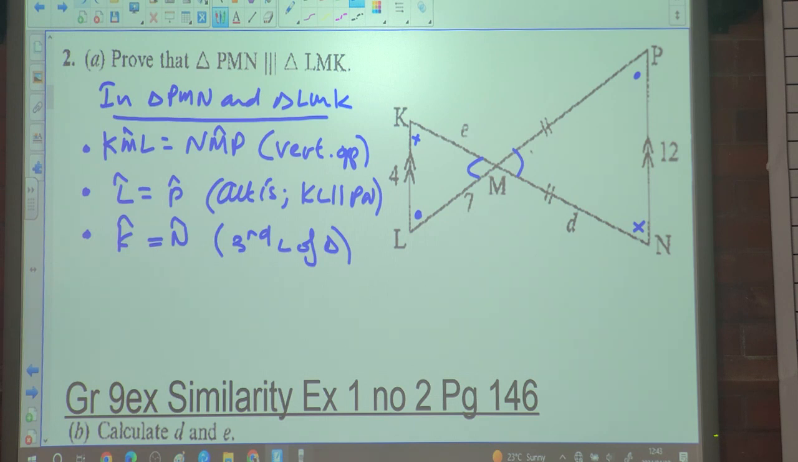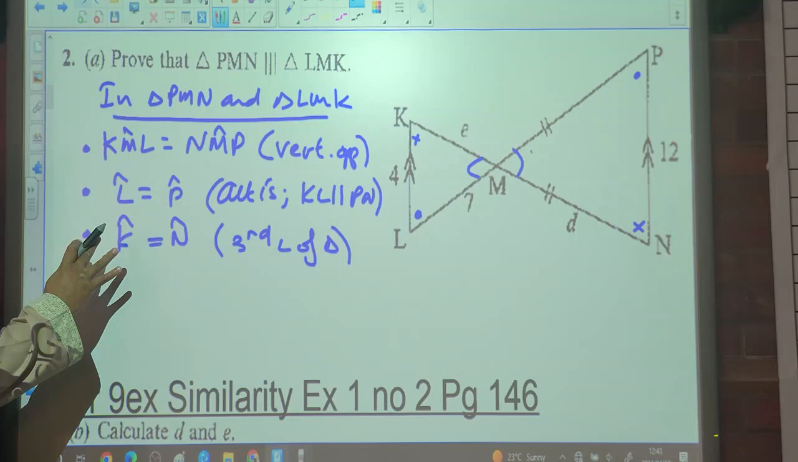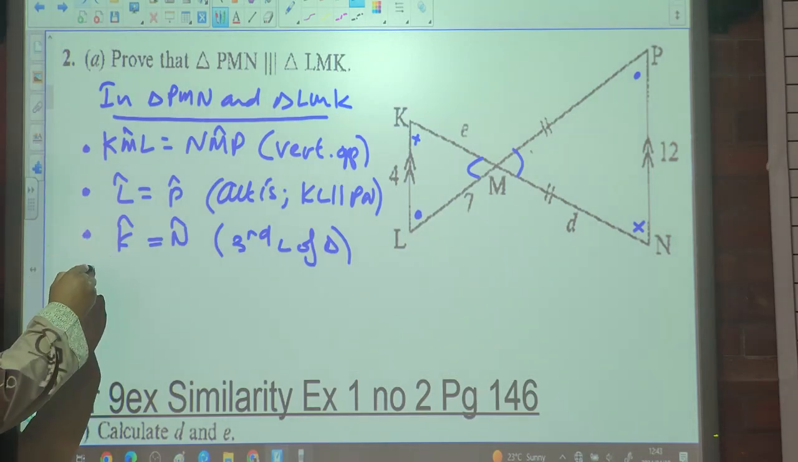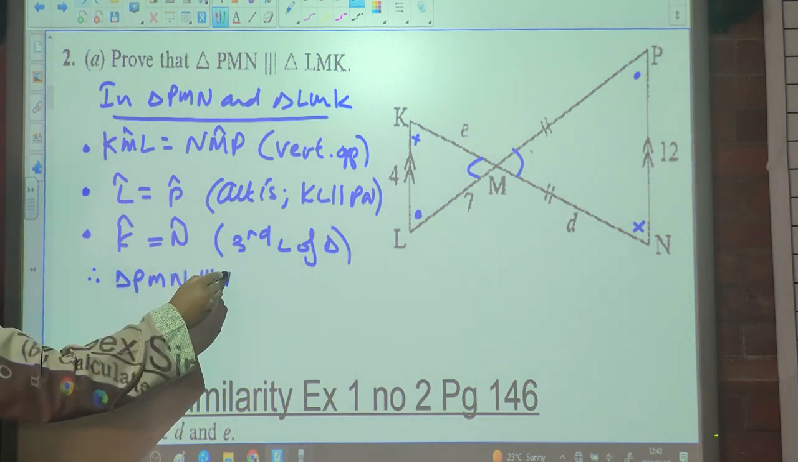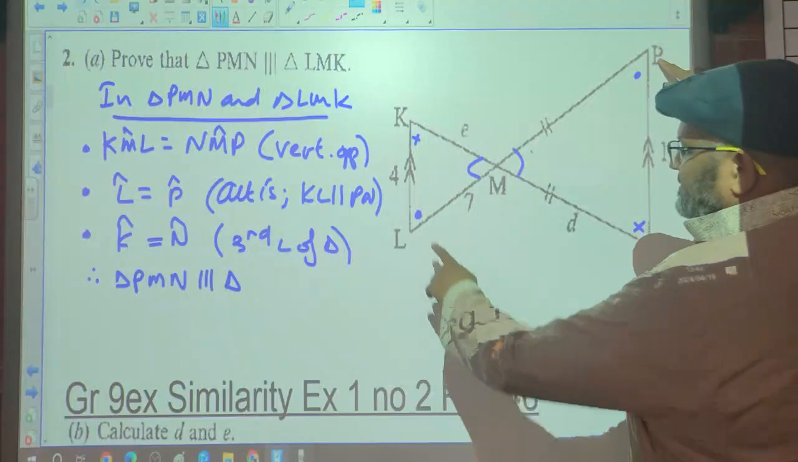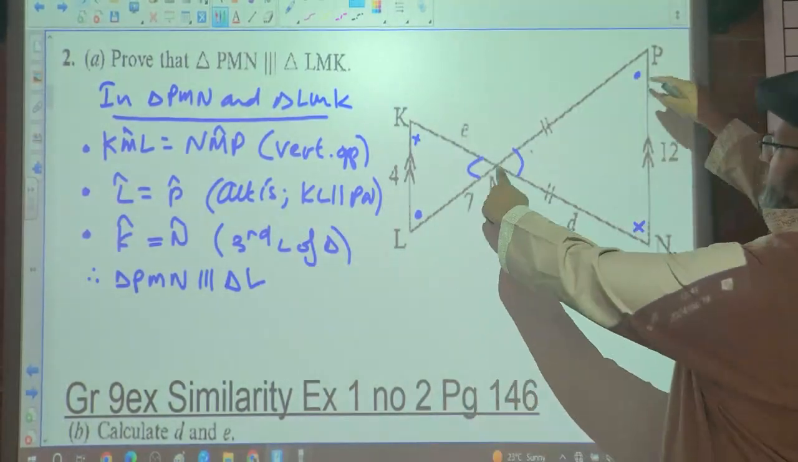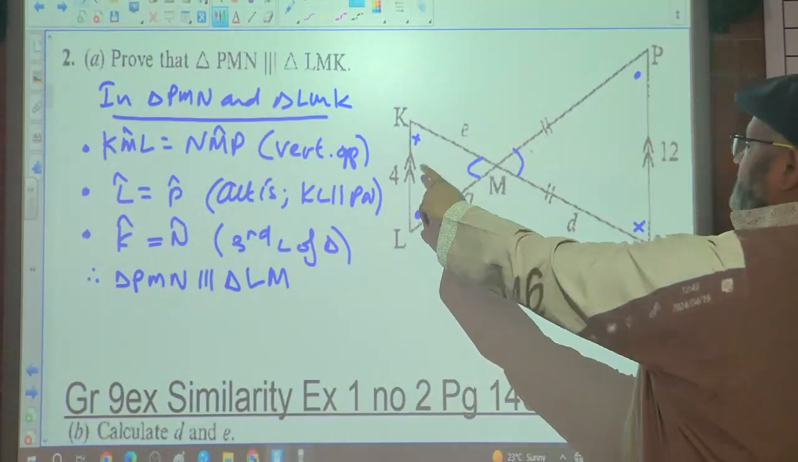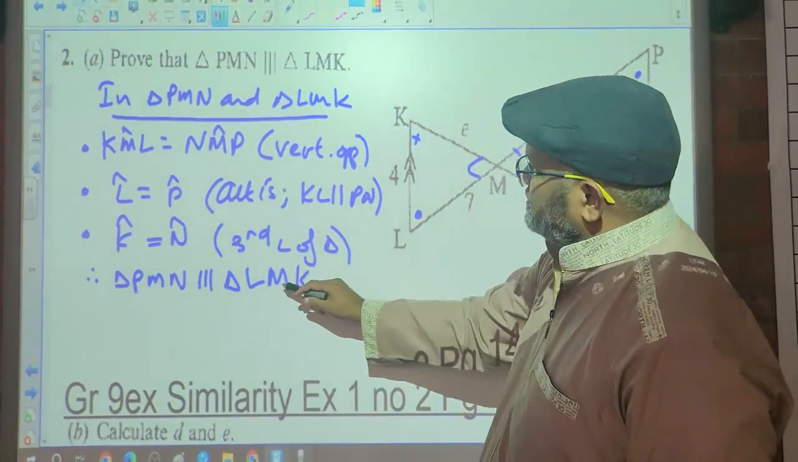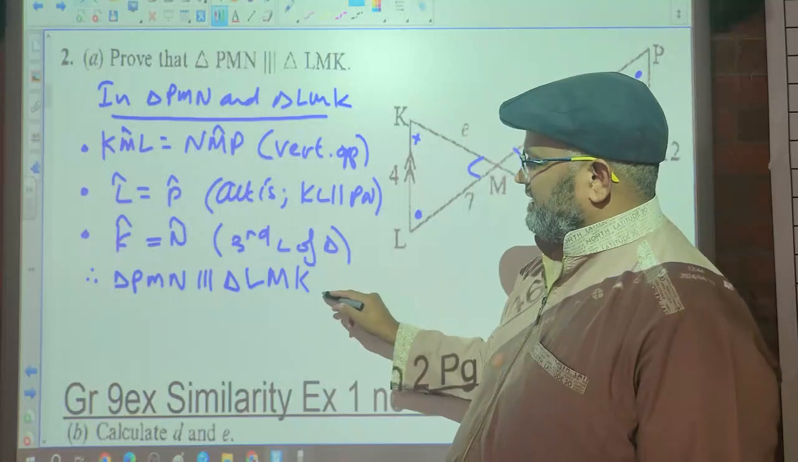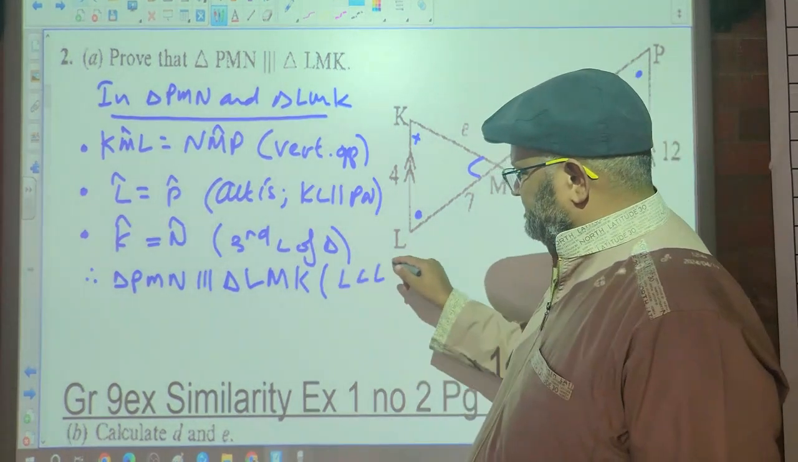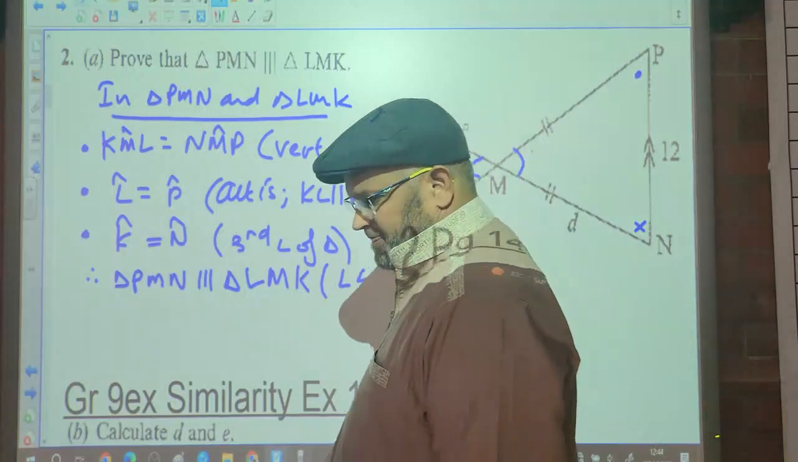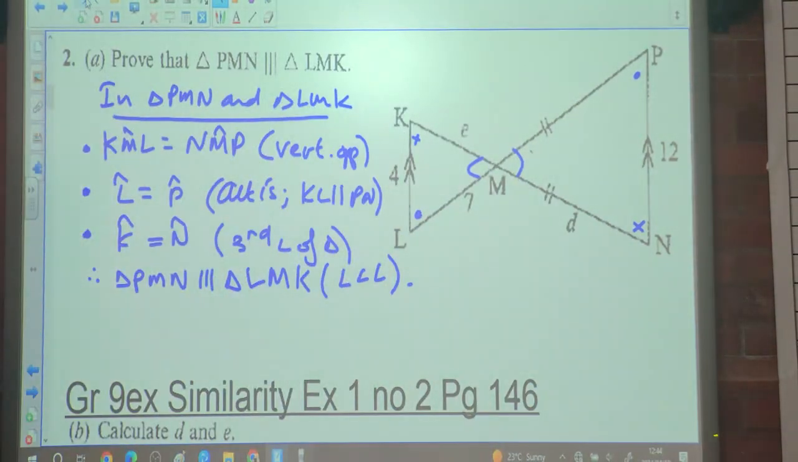Okay. Now what do we say? Do we have enough information to conclude similarity? Yes. So therefore triangle PMN is similar to triangle LMK. P corresponds with L, M corresponds with M, and N corresponds with K. And of course if we look here, it is the same. And what's our reason for concluding similarity? Angle, angle, angle. We will have something like this worth 4 marks.